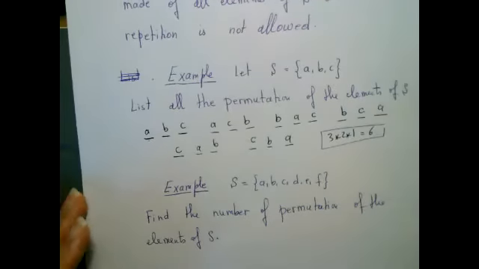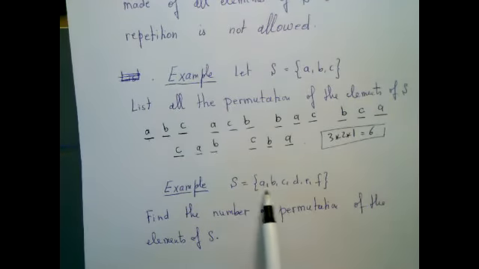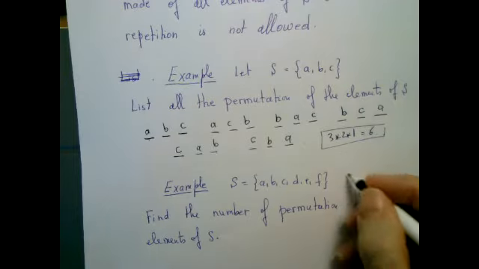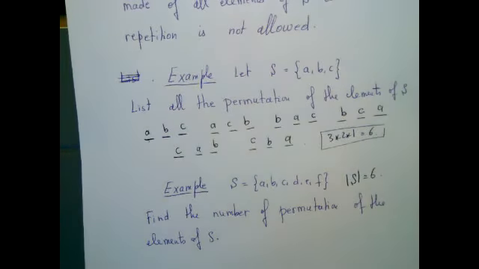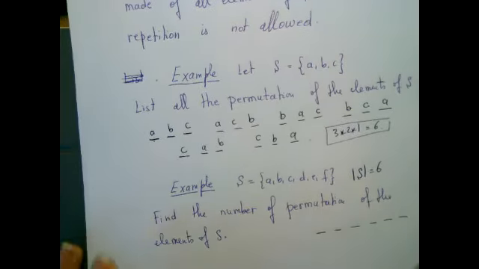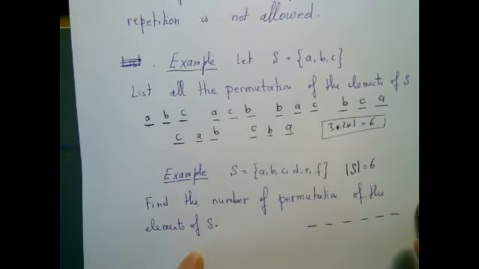Now, example 2. Suppose S consists of 1, 2, 3, 4, 5, 6. 6 elements. So the cardinality of S is equal to 6. Another question is simple. What's the number of permutations of the elements of S? So 1, 2, 3, 4, 5, 6. So what's the number of permutations? Quickly.